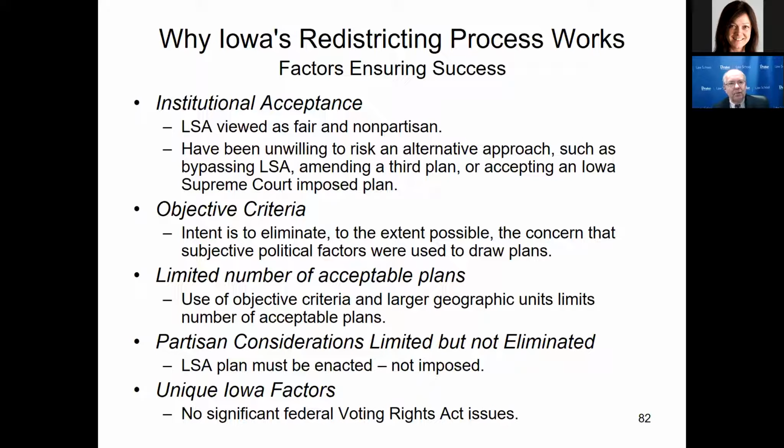Important to how Iowa's redistricting process works, in my opinion, is the use of objective criteria. The intent is to eliminate, to the extent possible, the concern that subjective political factors were used to draw plans. You can see that obviously population is a very objective criterion, it is measurable. Compactness as well can be measured, and the Iowa Code establishes measurement criteria for determining which plan is better from a compactness standard. In addition, respect for political subdivisions can also be measured.